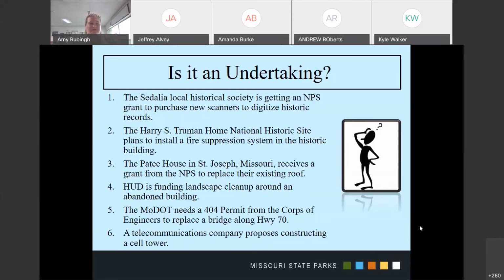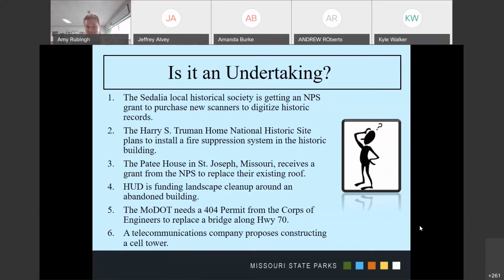Okay, so number one, overwhelmingly, the answer is no. So yeah, you are correct. Number two, yes, that is very much an undertaking. Number three, yes, obviously, they're replacing the roof.